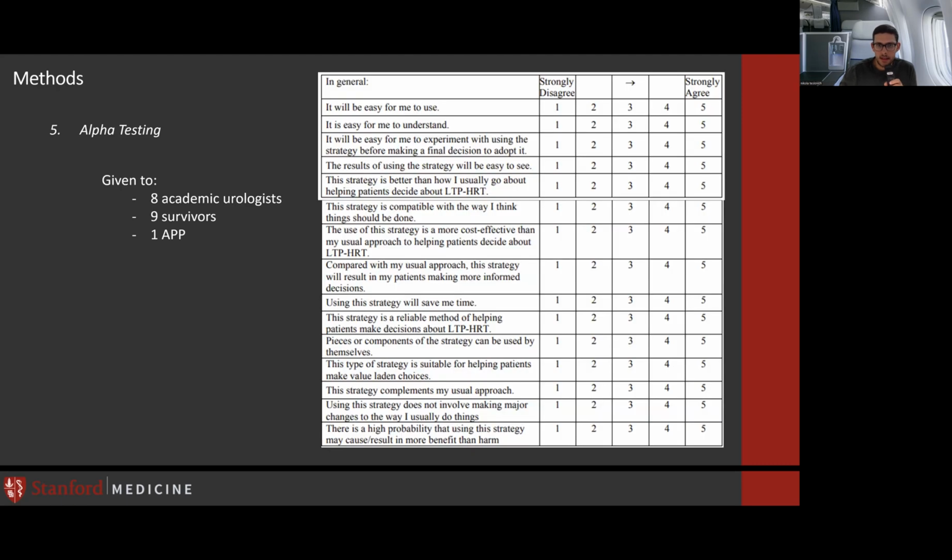The alpha testing in this case was given to a number of urologists, 8 of them. And this was an example of the feedback that they were looking to get from those urologists. Basically, after reviewing this patient decision aid, would it be easy for me to use? Is it easy for me to understand? Is it similar to what I would otherwise be discussing with patients? Does it fit my general counseling approach? And do you think it'll help my patients make better decisions? And will it make my job of guiding them through this decision easier?